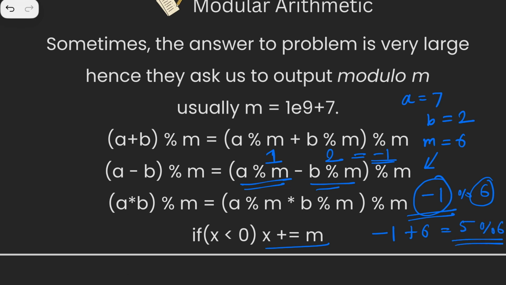So there are 4 primary operations: addition, subtraction, multiplication and division. For addition, it's very clear, no problem. For multiplication, it's very simple, no problem. For subtraction, just make sure that the value of the result at any point of time should not be less than 0. And for division, you need to know how to compute the modular multiplicative inverse. I hope this is clear.